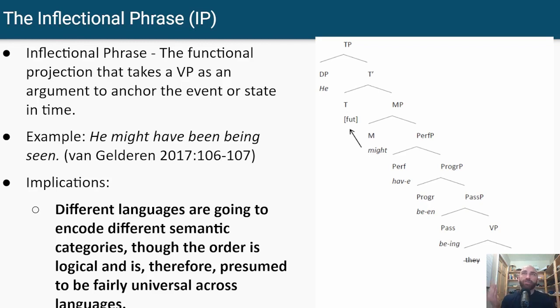So here we have all of these different slots, right? All these different functional categories. So again, these are morphemes with logical meanings stacking on top of one another. And the idea here is that even though different languages are going to encode different semantic categories, the order is logical, and therefore it is pretty universal. So you can see, in English, the order very clearly, but we can take this and we can say, okay, whatever language we're looking at, how do the order of morphemes compare to what we have in English, and why?